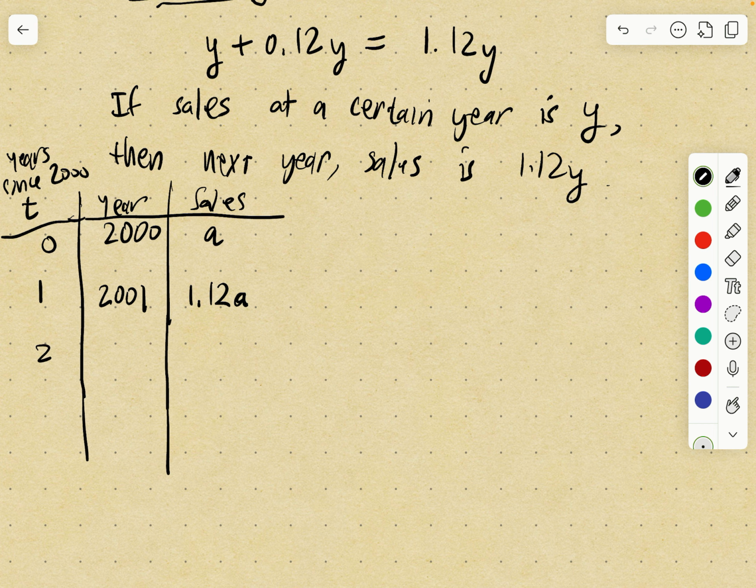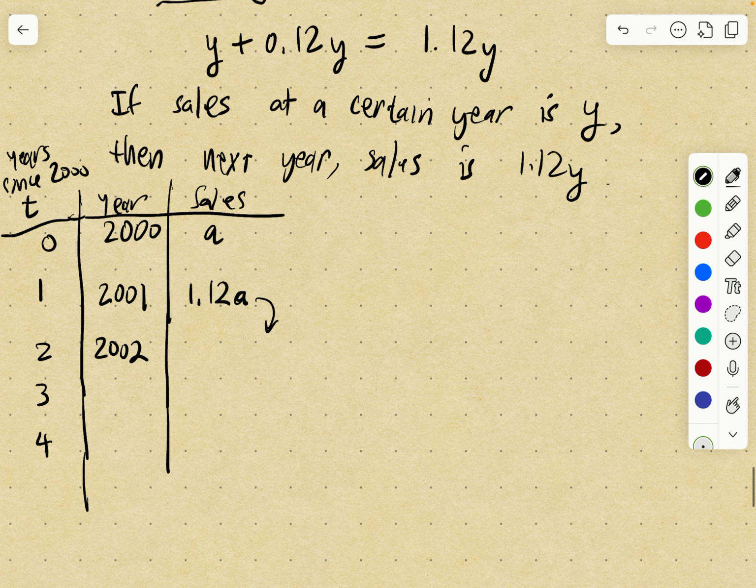What about when t is 2, 3, and 4? So when t is 2, that's 2002. Well, sales again got multiplied by 1.12. So in 2001, sales were 1.12A. Then you multiply that by 1.12 to see what sales were in 2002. So that would be 1.12 squared times A. And 1.12 squared times A is 1.2544A.